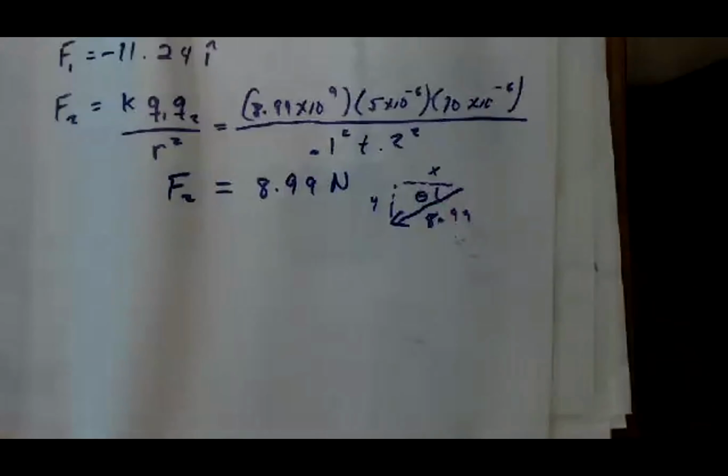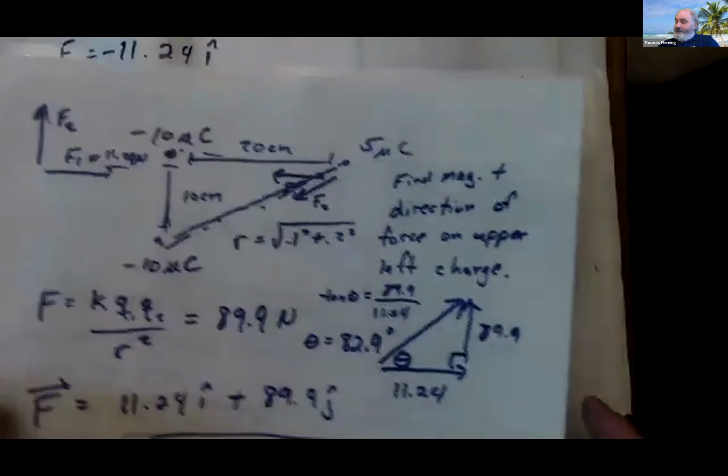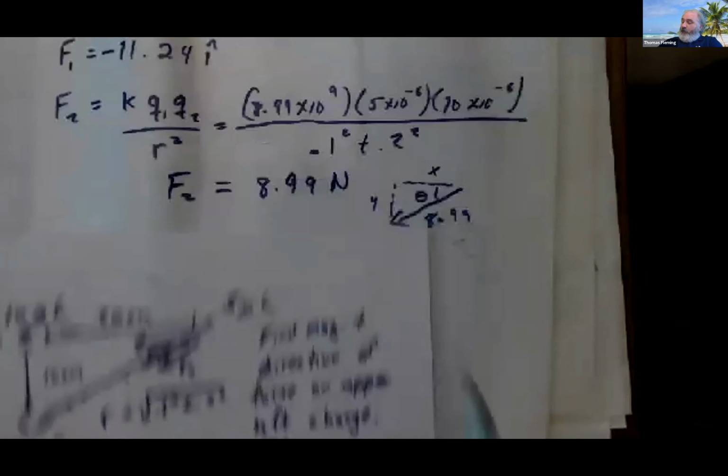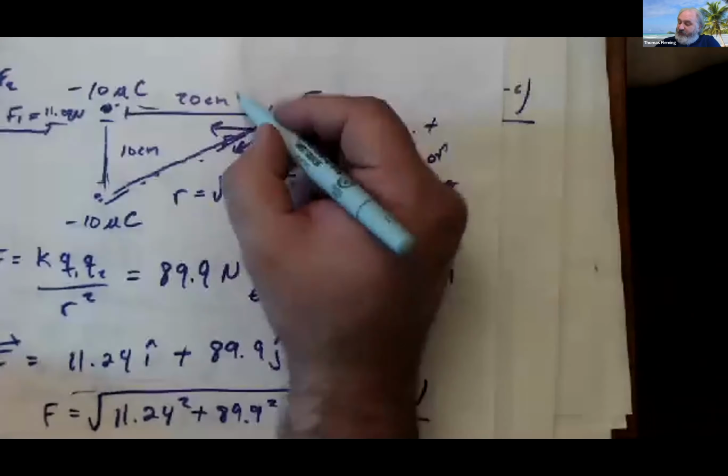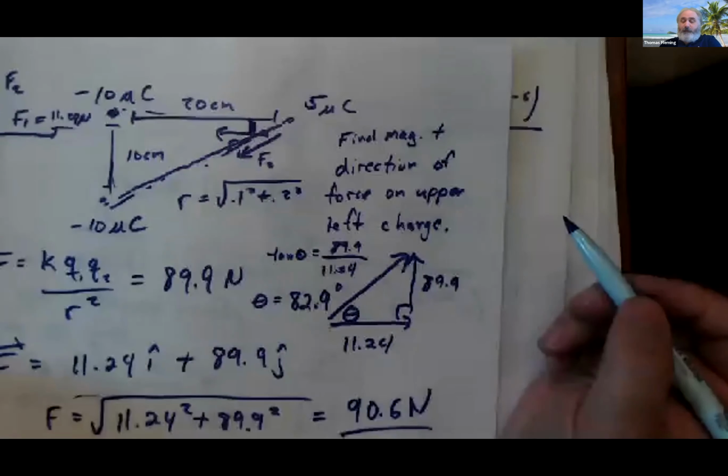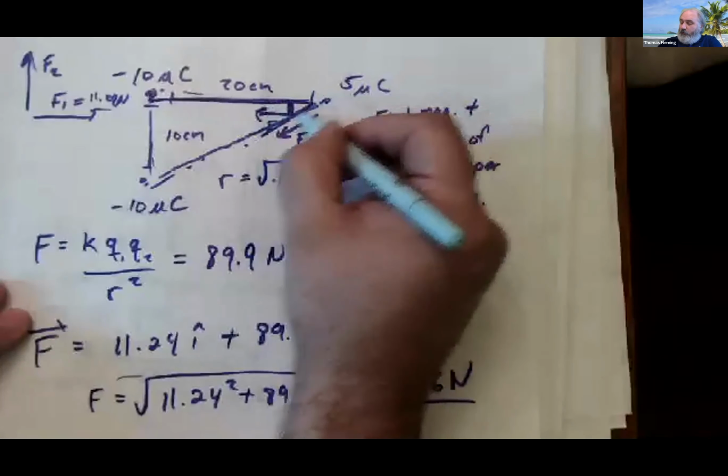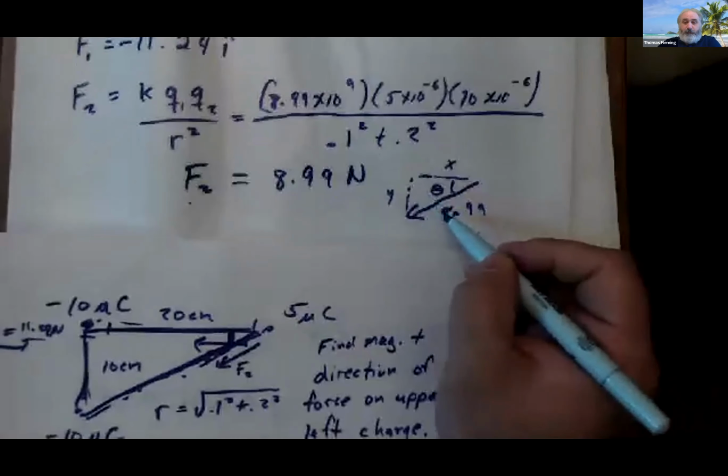Can't you do what we did last time? Yeah, it helps to go back to the original picture. And you'll notice that the angle that F2 makes is the same as this angle right here, right? Which means this triangle here is similar to this triangle here.